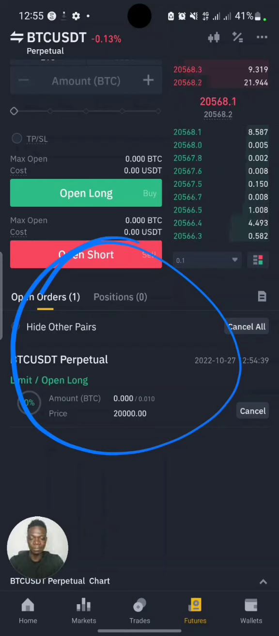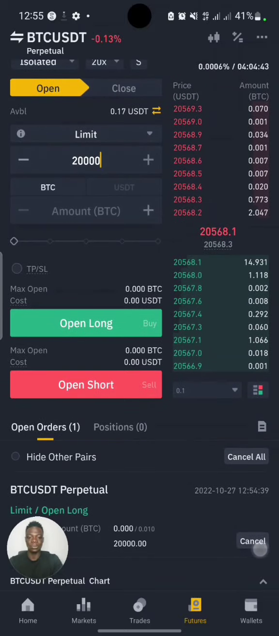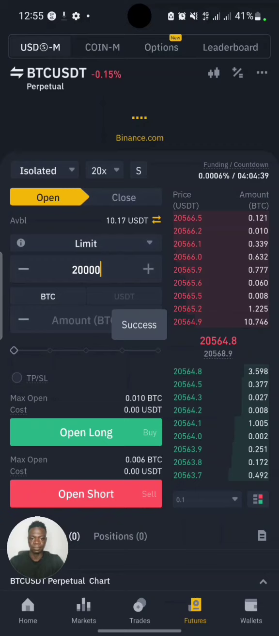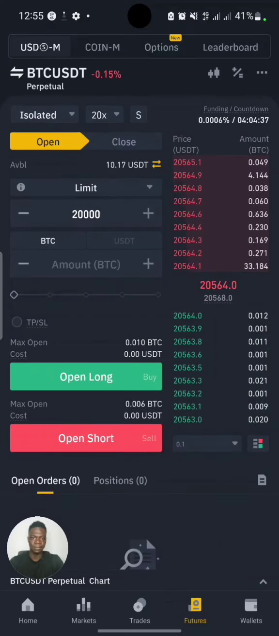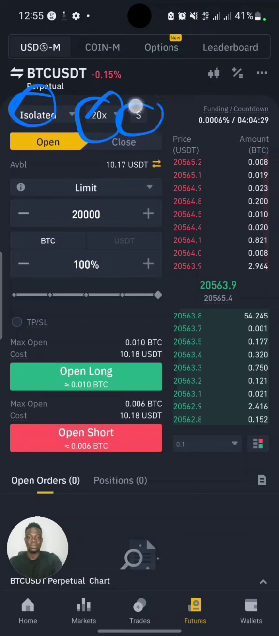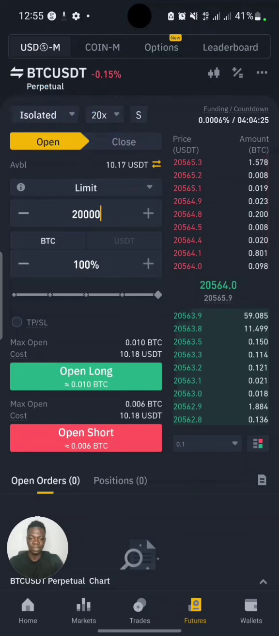So anytime, even if my phone is off and the market reaches $20,000, it's going to automatically enter the market for me. That's limit order. But market order, you're going to automatically enter the market, right? That is the difference. Now if I want to short the market, as you see, I'm using isolated margin, 20x short and all that, right? I can enter the market with market order and I can enter with limit order.